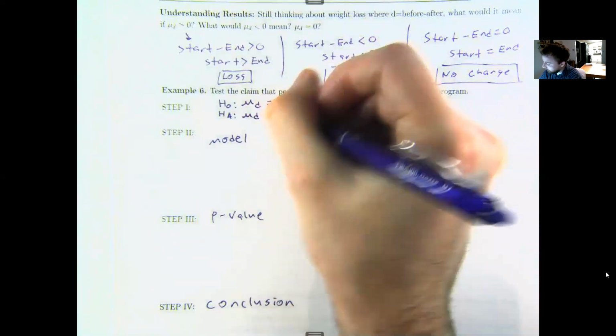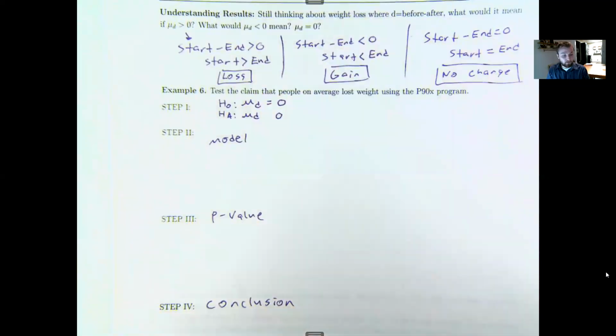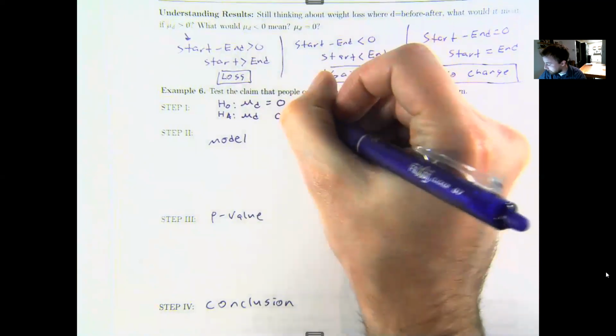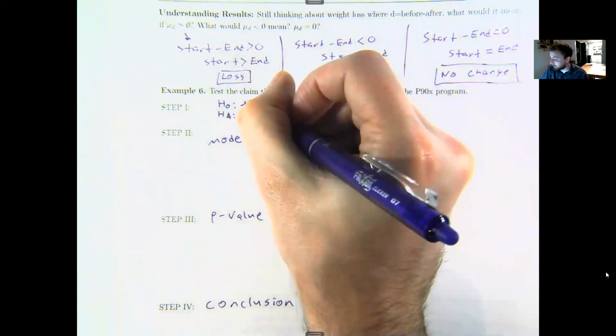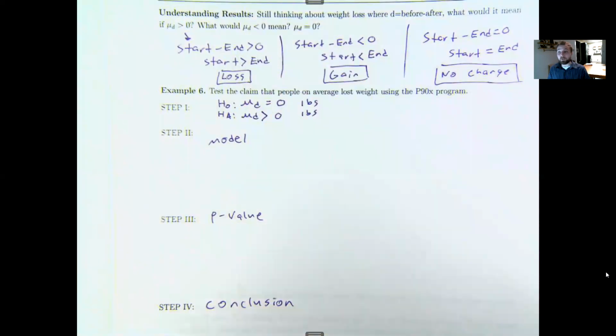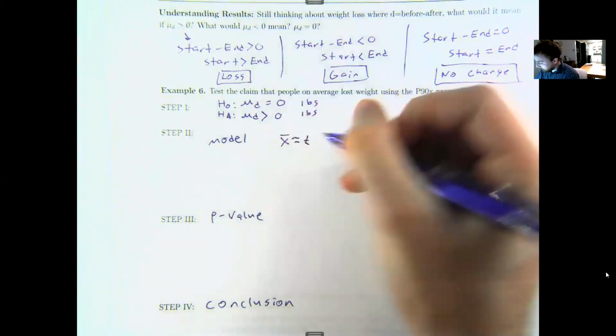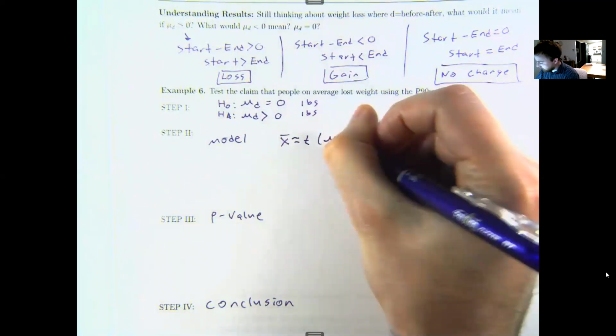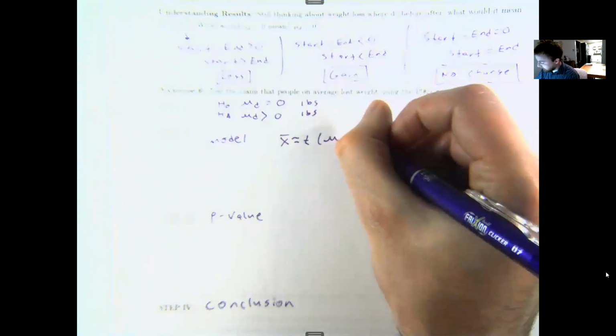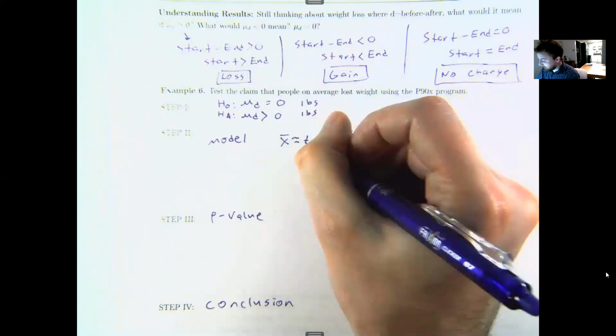Null hypothesis represents there being no change. So for my null hypothesis, I'm going to have equals 0. That means they have not changed their weight. Units, pounds. Alternative hypothesis, I think on average, they've lost more than 0 pounds. Model. Well, my model is X bar is a t distribution, mu is my center, S over the square root of n is my standard deviation.